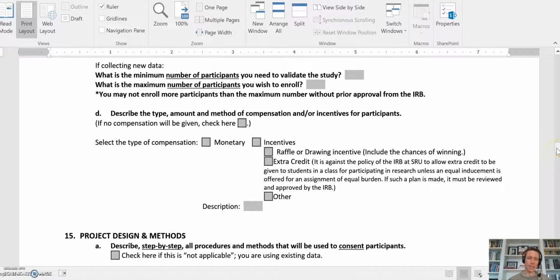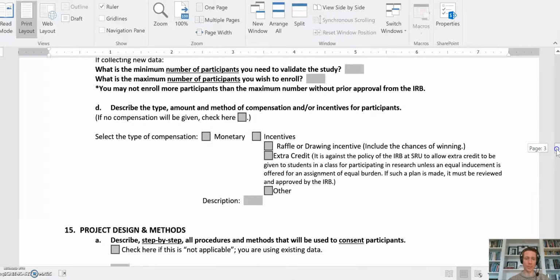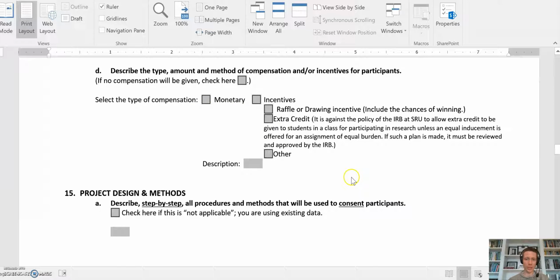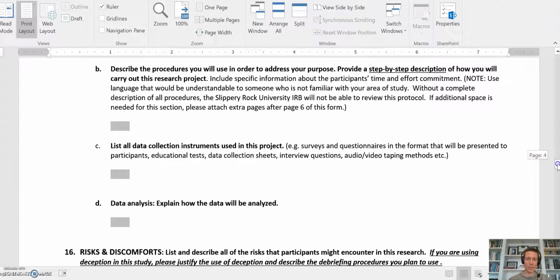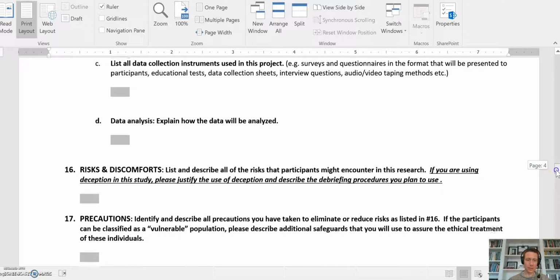Are you giving out an iPad to every participant? Are you randomly drawing an iPod to one participant? Are you paying the participants? Next, how are you obtaining consent from participants? If you are, describe how you will use in order to address your purpose. What are those procedures that you're going to use to address the purpose of the study? List all the data collection instruments. How are you analyzing the data?